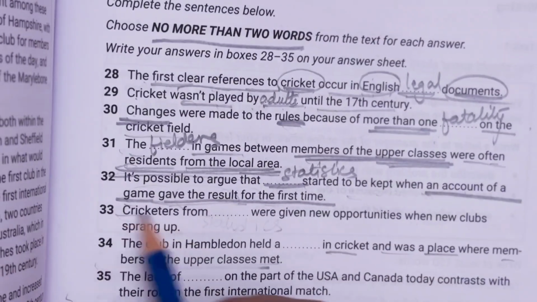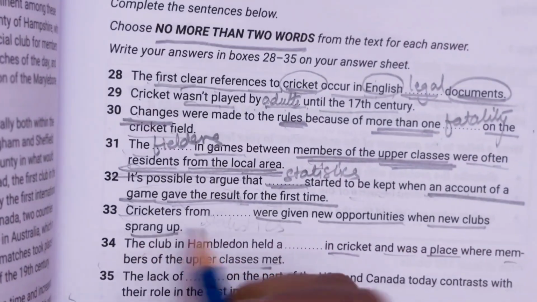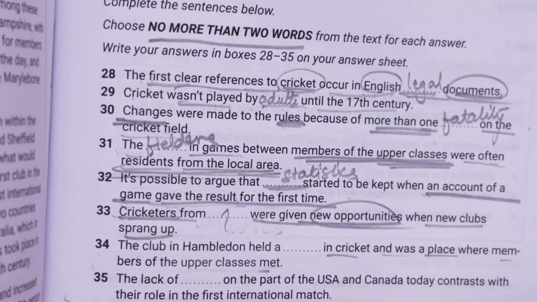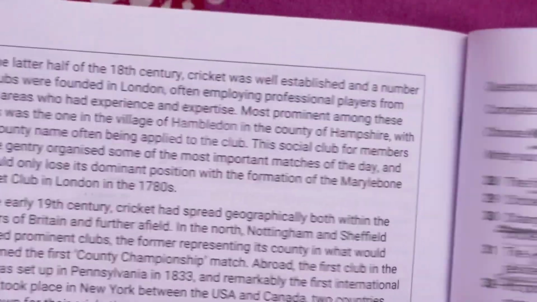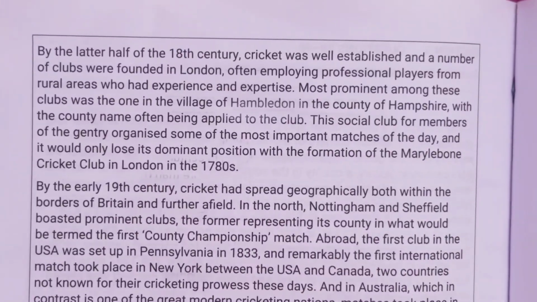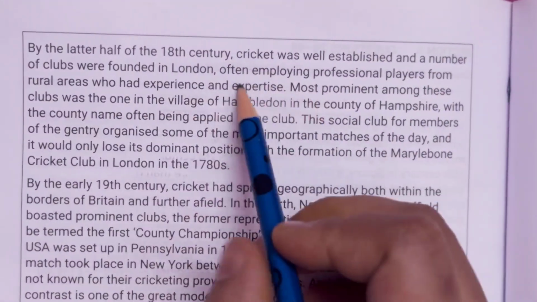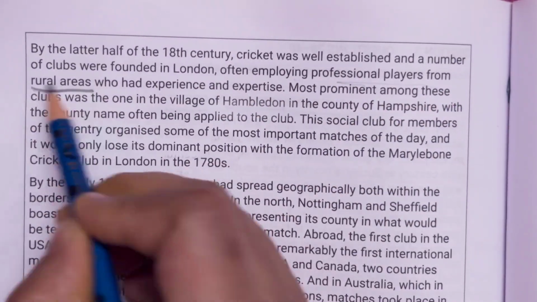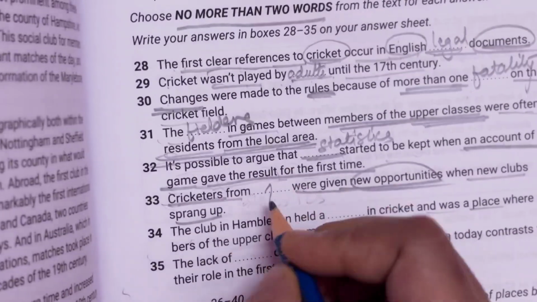Okay, next. Cricketers from dash were given new opportunities when new clubs sprang up. Cricketers from what were given new opportunities? Okay, new opportunities. Let's come to the next para. By the latter half of the 18th century, cricket was well established and a number of clubs were founded, employing professional players from rural areas who had experience and expertise. So, cricketers from rural areas. It is cricketers from rural areas.